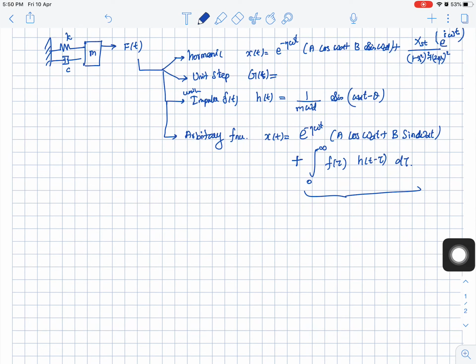So we can write this f of t convolution of h of t, and this is commutative, h of t convolution f of t. Then we have seen this arbitrary function. This is one way of doing it. The other way of doing is through Fourier series.